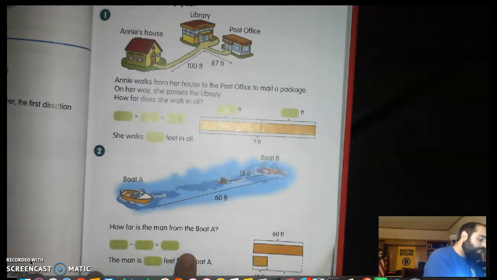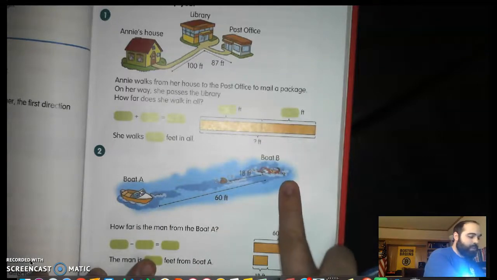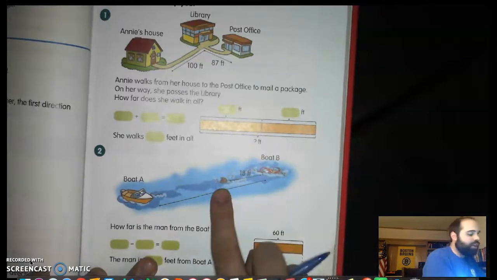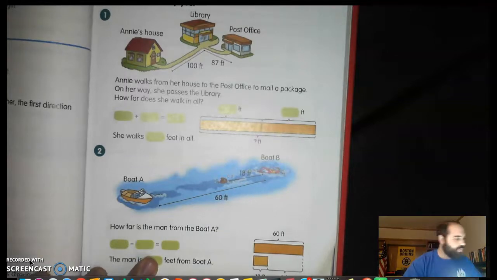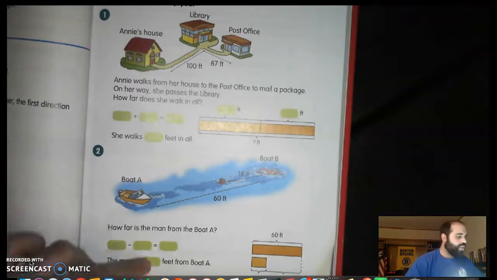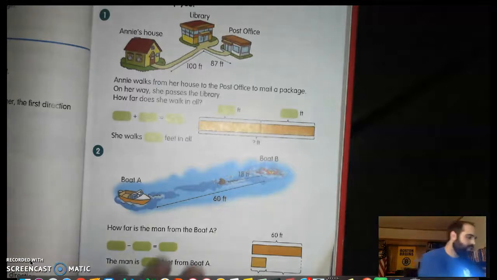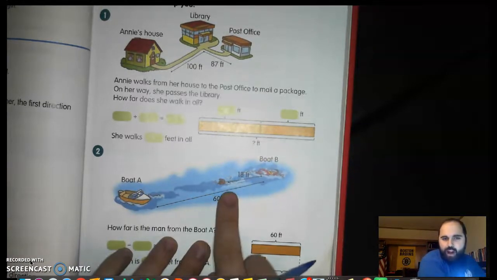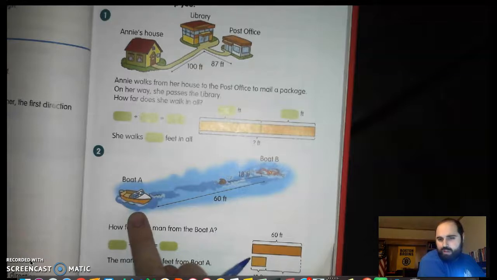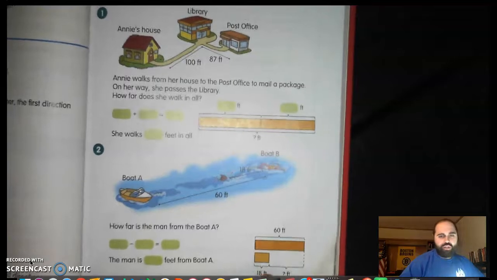Looks like we have a subtraction problem here. We know that boat A is 60 feet away from boat B, but it looks like the man has already swam 18 feet towards boat A. So it wouldn't make any sense to tell this man, oh, you have another 60 feet to swim, right? Because he's already swam 18 feet away from it, right? So we need to figure out how much farther he needs to be swimming, right? All right, so I think we have a subtraction problem, just like our bar model right here shows.